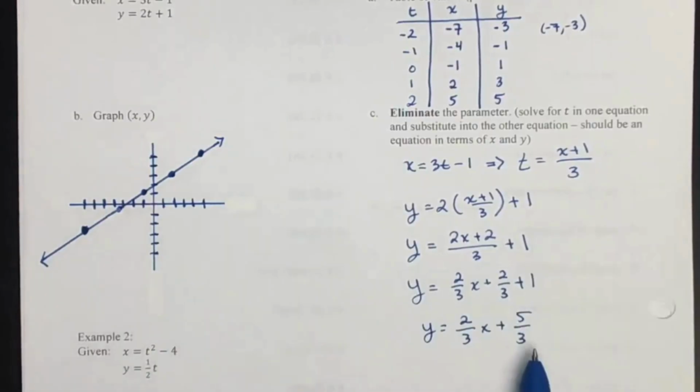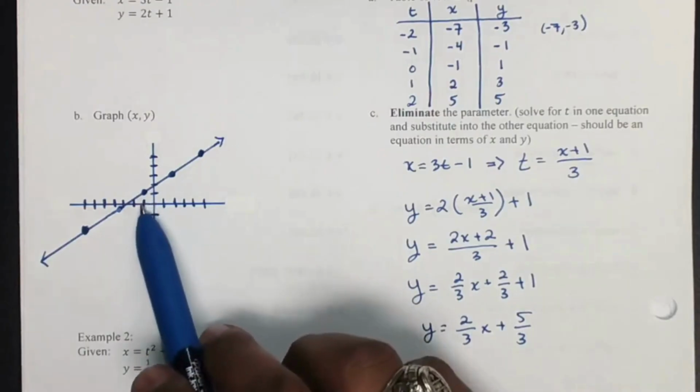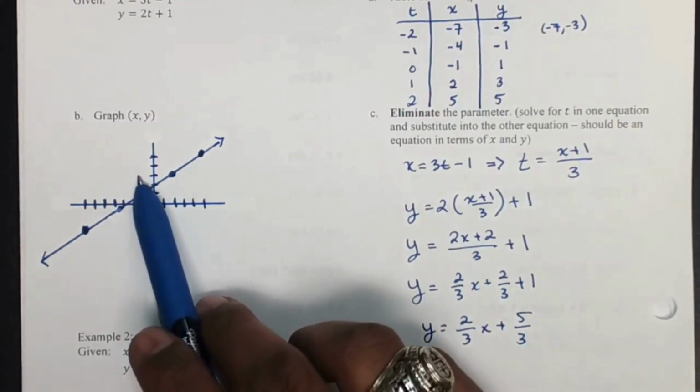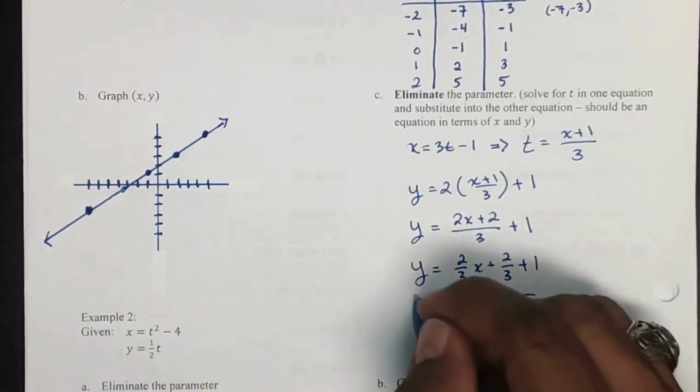So this ends up being the equation where we have a y-intercept of 5/3, which is what, 1 and 2/3, which kind of looks like where I crossed the y-axis there, and a slope of 2/3, which you can see we went up 2 and over 3 for that. So this would be my equation.